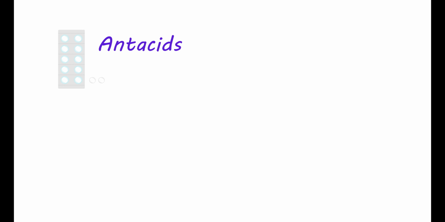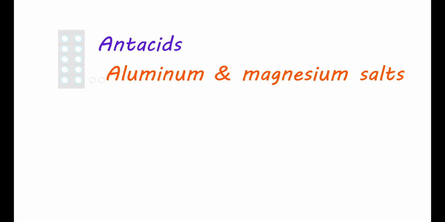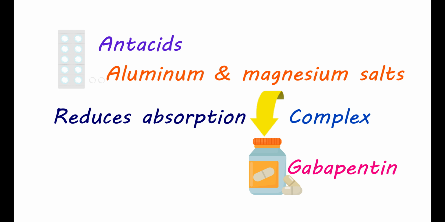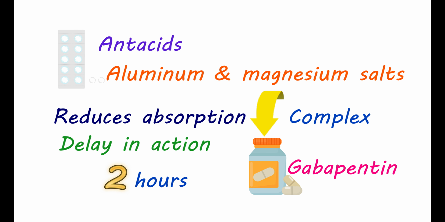A few antacids containing aluminum and magnesium salts may form a complex with gabapentin. This reduces its absorption and causes a possible delay in its therapeutic action. Therefore, it is better to avoid taking antacids along with gabapentin. You can take them 2 hours after taking gabapentin.